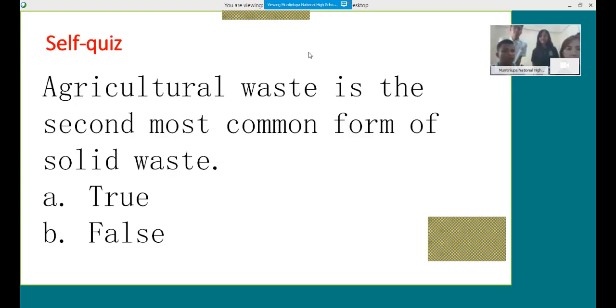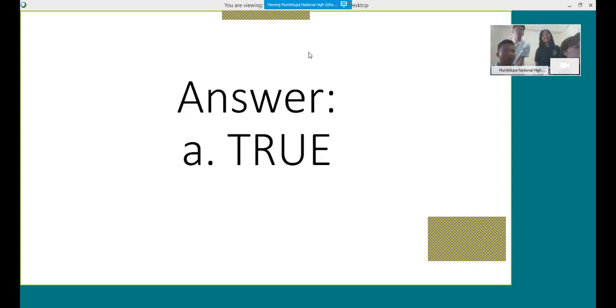Third question: Agricultural waste is the second most common form of solid waste. True or false? The answer is true. Yes, we produce a lot of agricultural waste. Even here in the Philippines, it's number two, and that trivia is true all over the world. It includes not only solid waste, but also the pollution that it causes in agricultural land, such as the effect of fertilizers and other hazardous compounds.